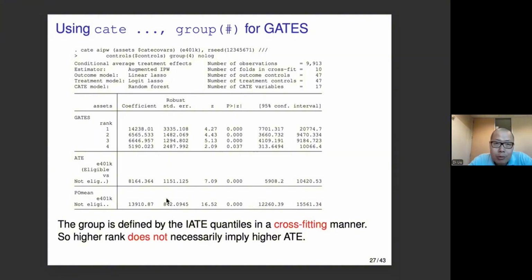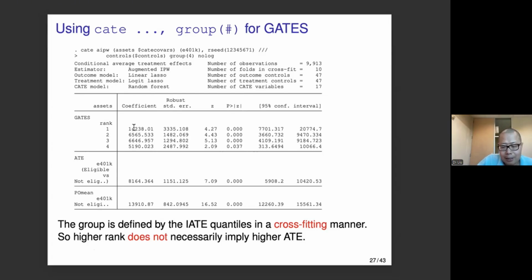In other words, if the treatment effects are really homogeneous, then even if you divide by the quantiles, you see the group-level treatment effects are roughly the same across groups. So cross-fitting is a critical technique to guarantee that we can also test for homogeneous treatment effects. Higher rank does not necessarily imply higher ITEs, but in this case, it does. In this example, the ITE of the first group is bigger.